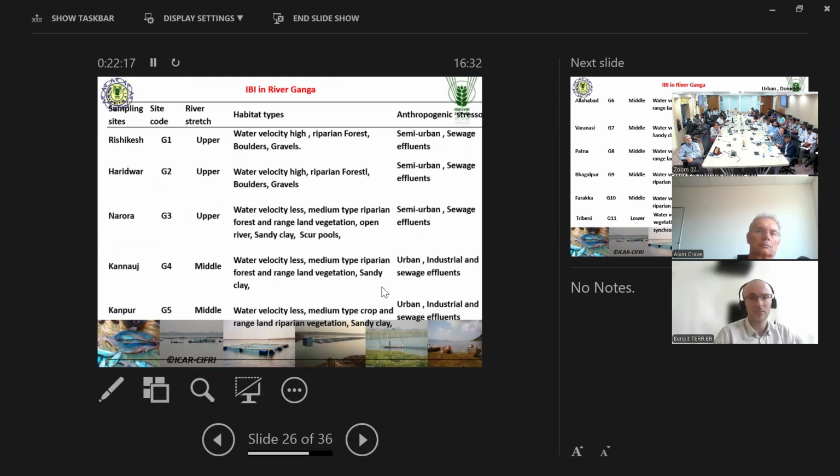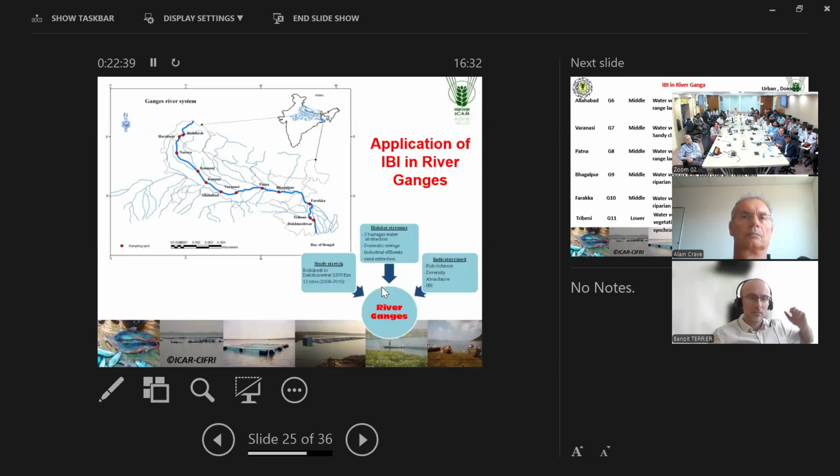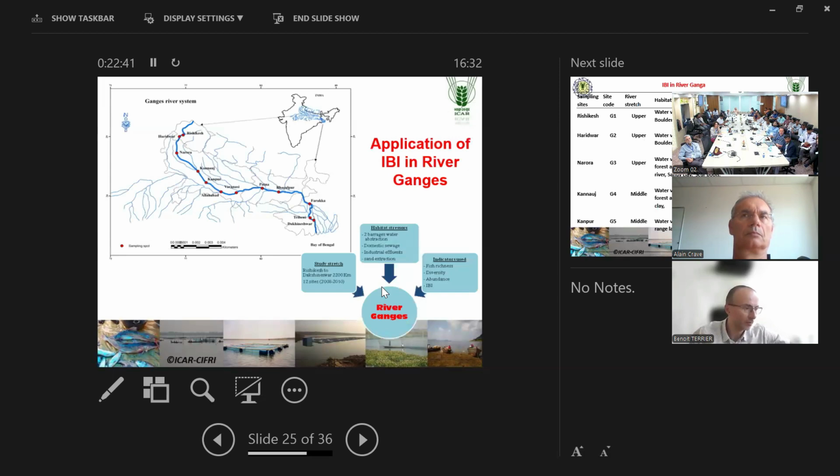For example, anthropogenic stressors, say semi-urban or sewage influence. What are the habitat types? Was the velocity high, or were there boulders or gravels? These are the basic inputs required for the IBI calculation. As I said, we have taken almost 11 stations in the river Ganga, entire stretch from Haridwar, Rishikesh to Gangotri, the Bay of Bengal.